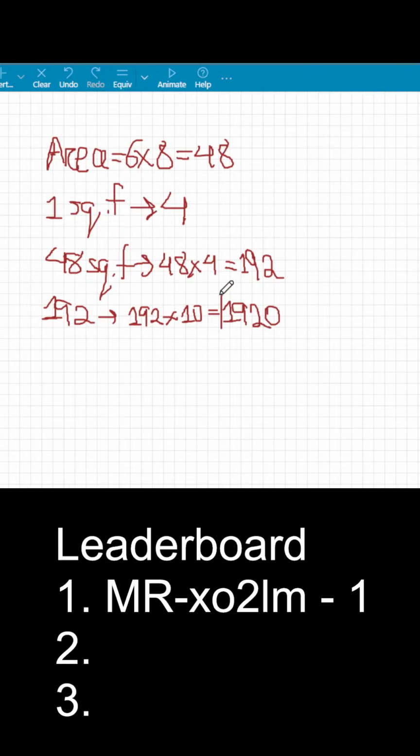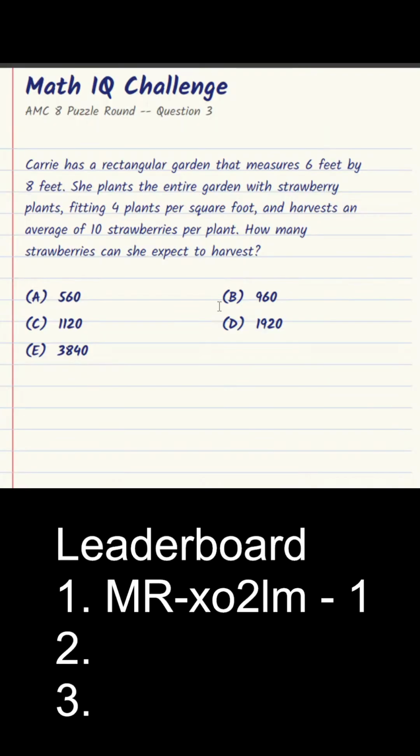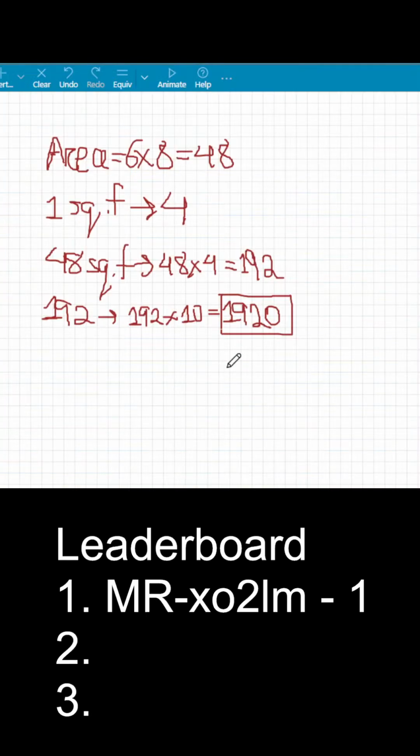This is the correct answer. This will be the total number of strawberries that will be harvested. So that means the correct answer will be option D, 1920. So hope that is clear, and you can see the solution for a bit, and then we'll move on to the next question.